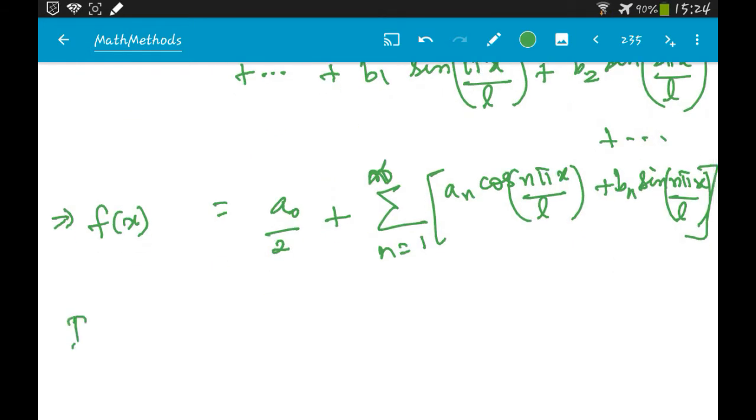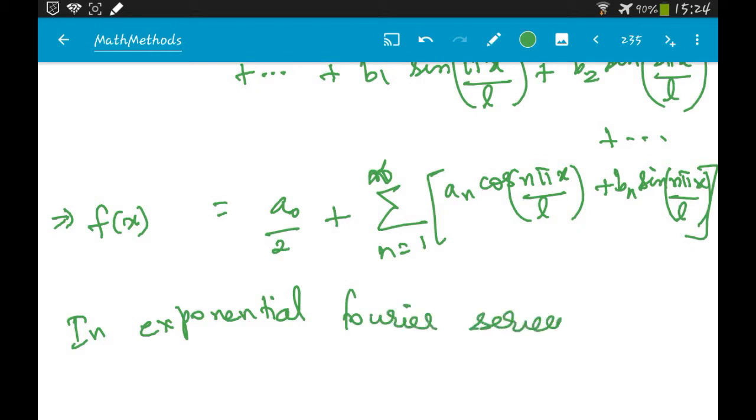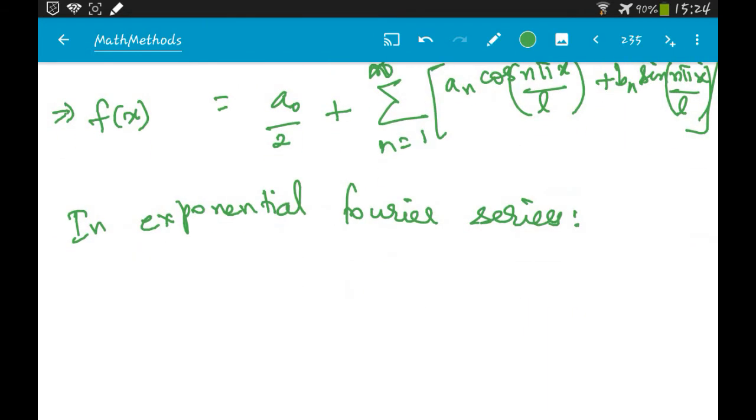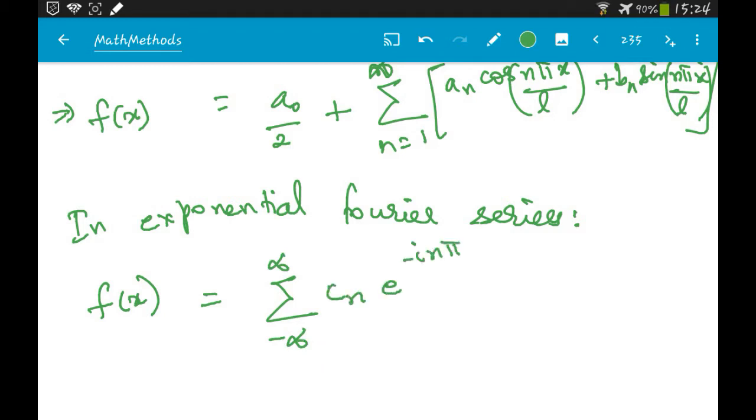In exponential representation, f of x will be represented as the sum from minus infinity to infinity of cn e power minus i n pi x by L.